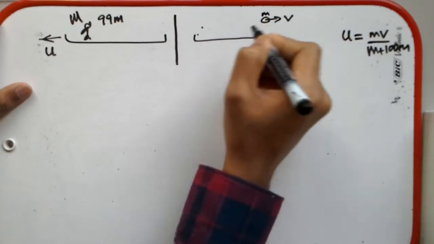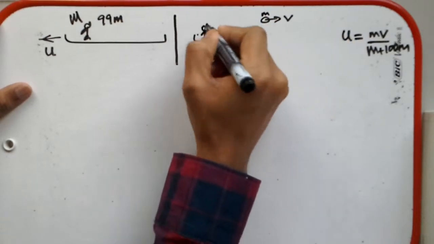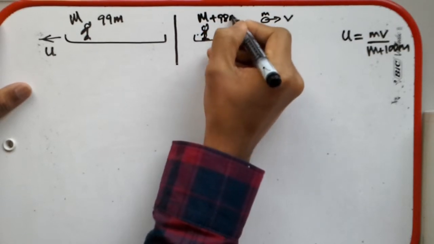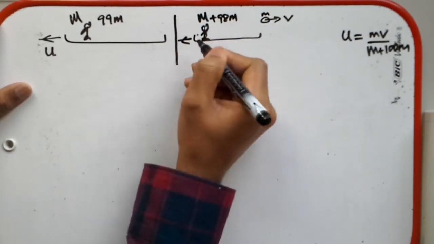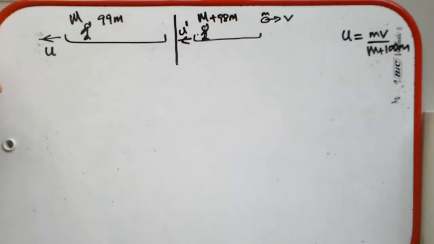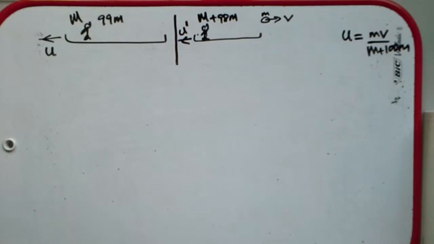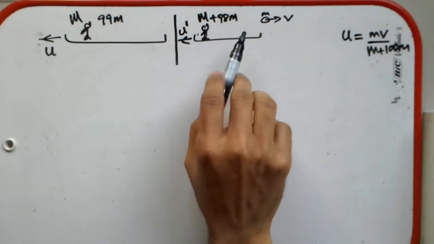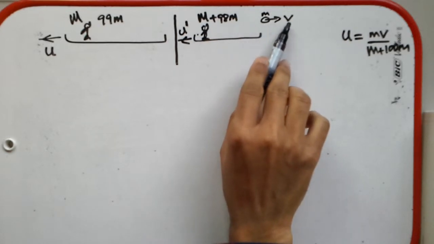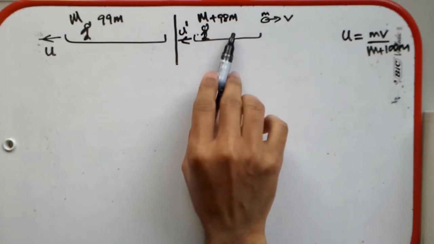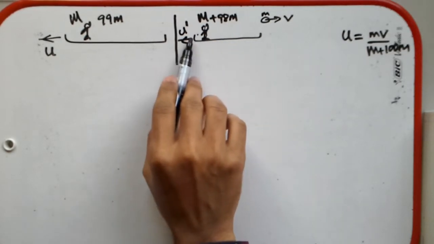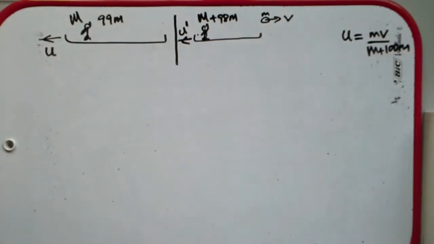So this is small m. The big M now becomes big M plus 98 small m, and let's assume the recoil speed of the cart is now U prime. Again, he is throwing the marble with velocity v with respect to the cart. So this cart is moving with respect to Earth with this U prime speed.